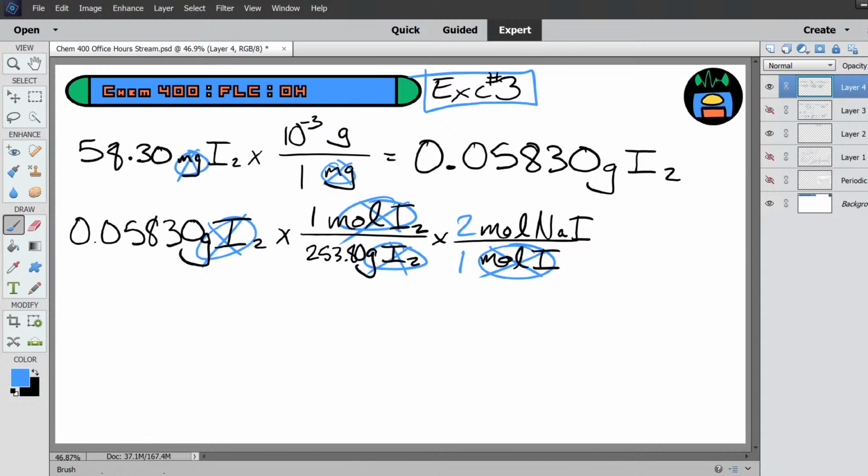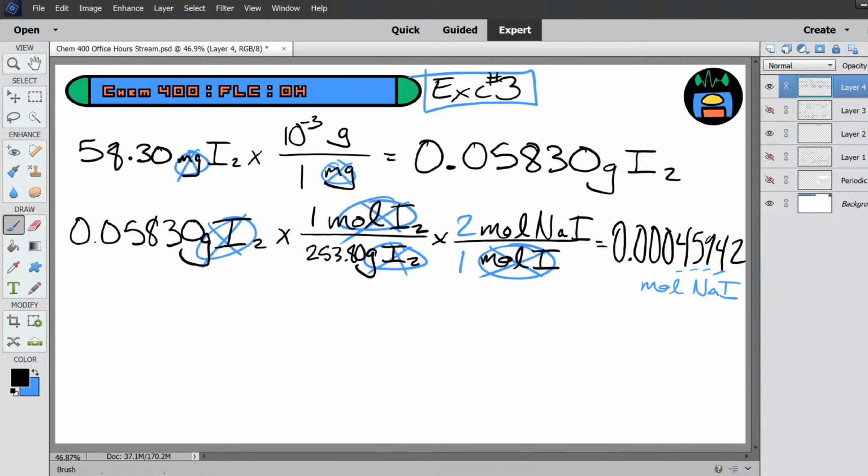We have 0.05830 divided by 253.8 times 2, equals 0.00045942. Let's see, we can have 4 sig figs, so 4, 5, 9, 4, 2. I'm going to wait to round to the end, but I'm counting off those 4. And again, this is moles of sodium iodide.